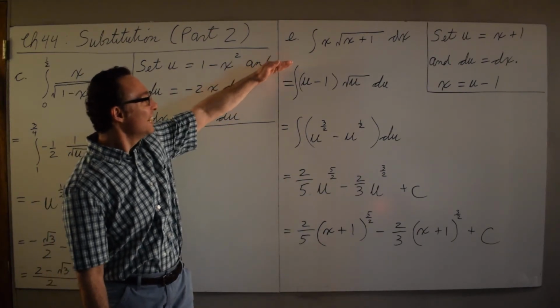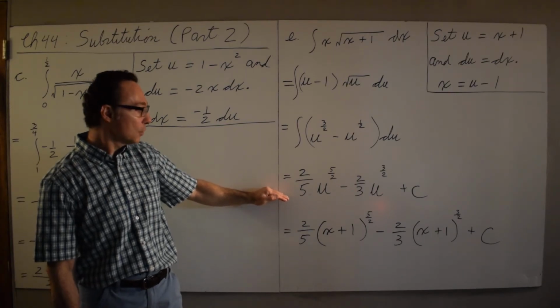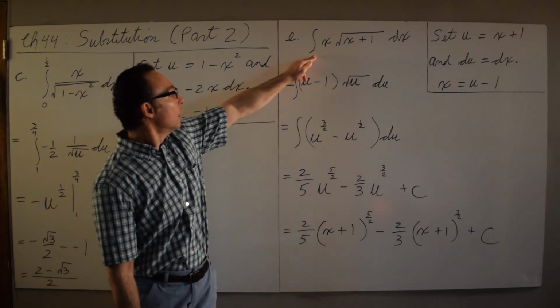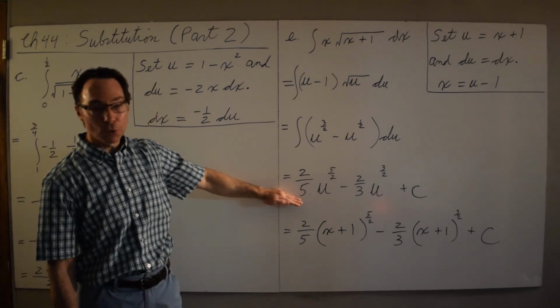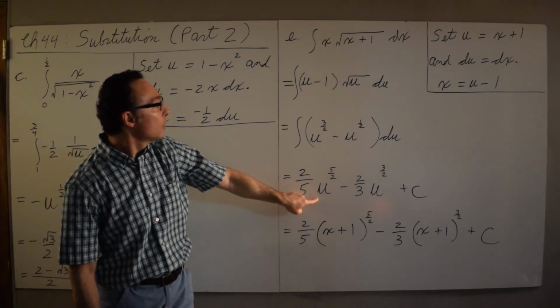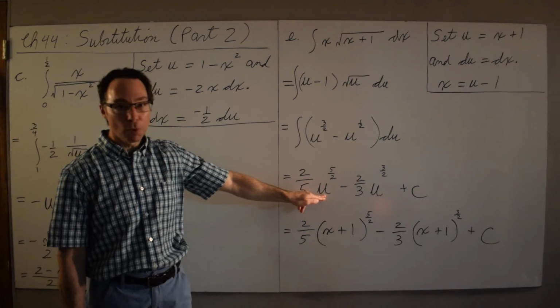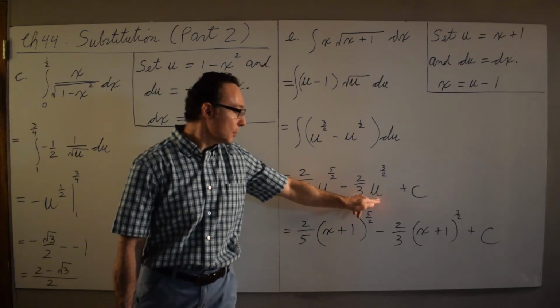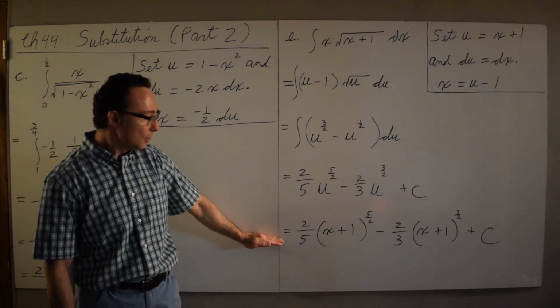This is an indefinite integral, so our answer needs to be a function or a class of functions. We cannot give an answer in terms of u. We have to give an answer in terms of x, so we substitute back. U is equal to what? U is x plus 1. So we substitute x plus 1 for u right here, and we substitute x plus 1 for u right here. And this is our final answer.